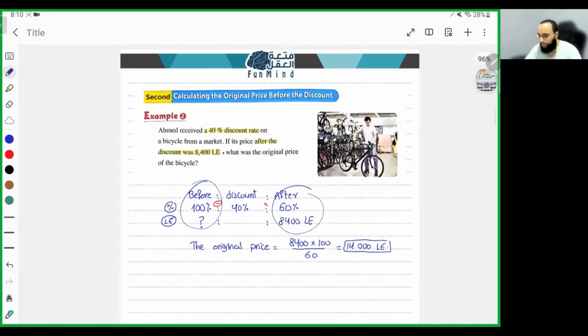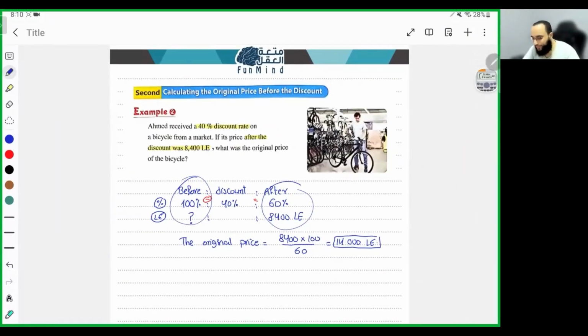The price was 14,000 pounds, but the merchant gave me a 40% discount, so I purchased it for only 8,400 instead of 14,000. So how much did I save? We have to subtract: 14,000 minus 8,400 is 5,600. So you saved 5,600 pounds in the case of the 40% discount.